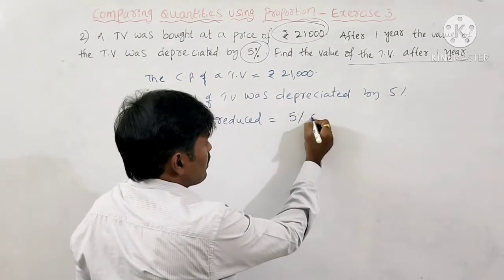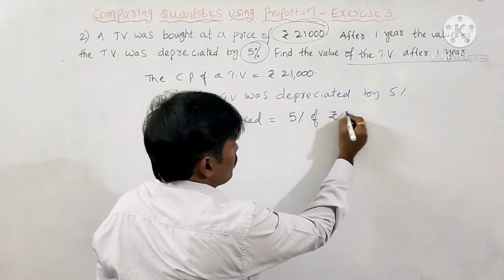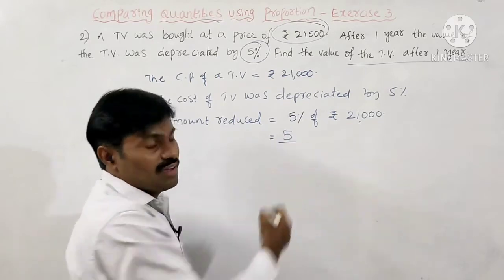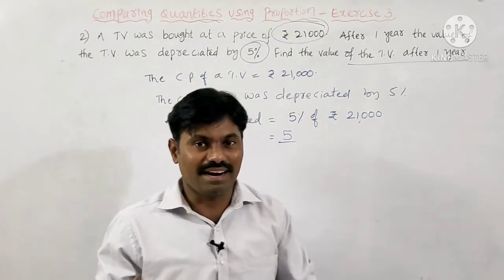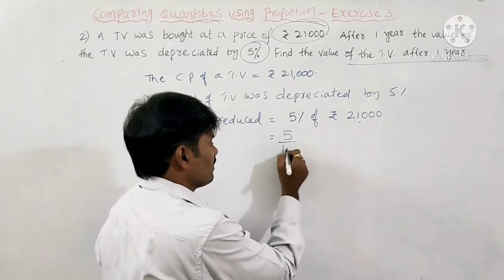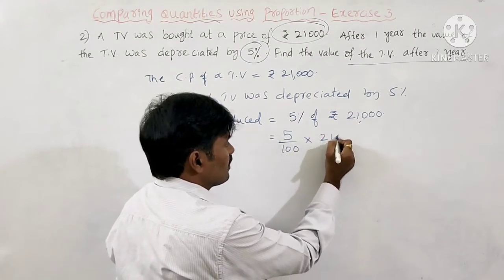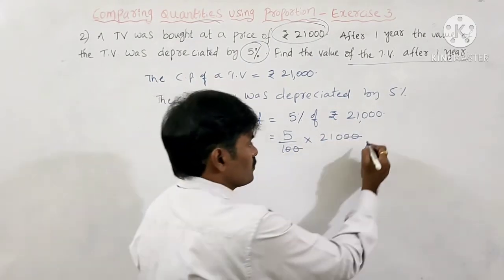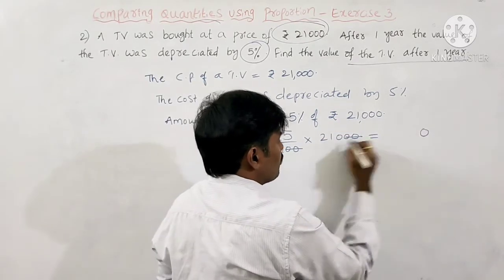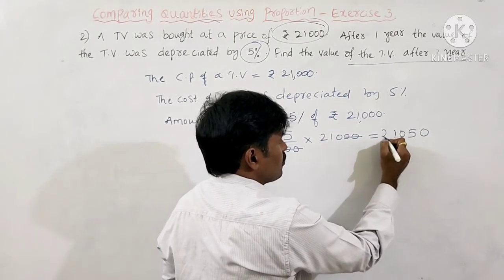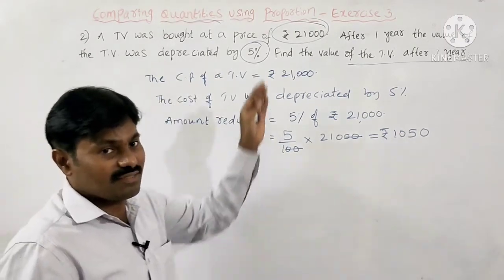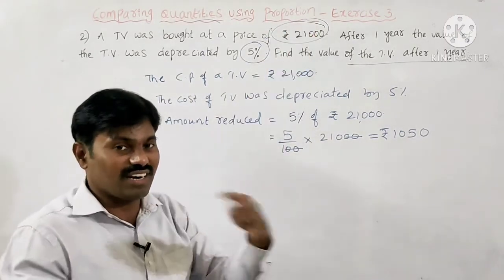So 5% of 21,000 rupees. As we know, percent means per 100. So 5% is 5 by 100, into 21,000. So 2 zeros cancel. 5 zeros are 0, 5 1s are 5, 5 2s are 10. So 1,050 rupees is reduced from the price of the TV after 1 year.